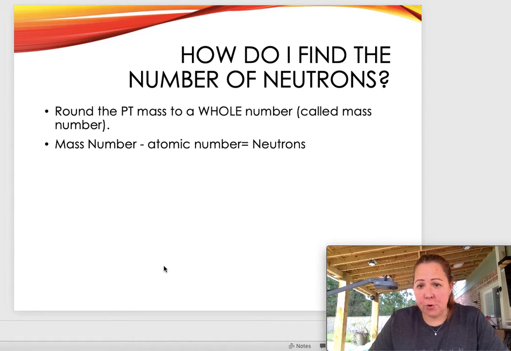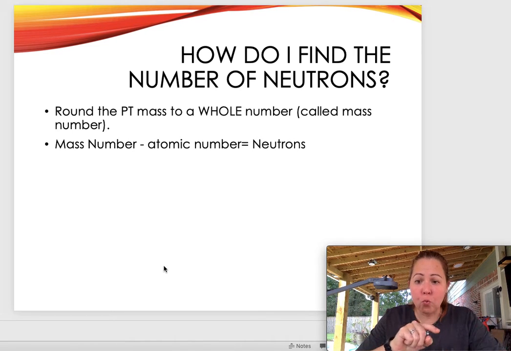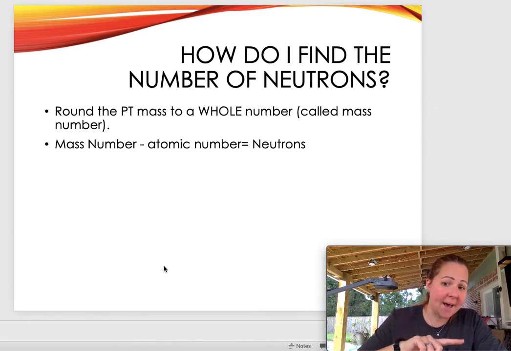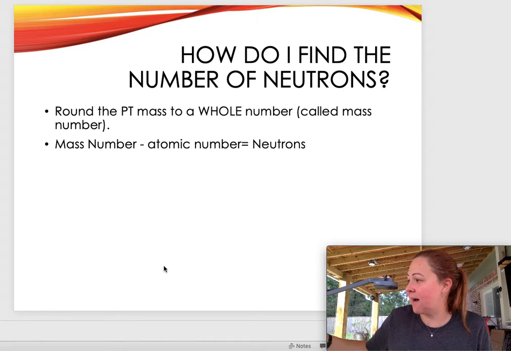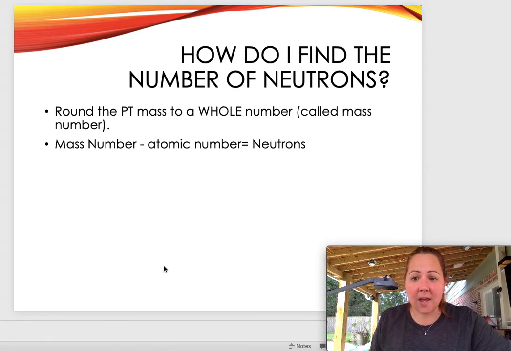Now, to find the number of neutrons, you're going to have to find the mass number from the periodic table. The mass number on the periodic table is the atomic mass rounded to the nearest whole number. So you're going to have to go back to 3rd grade and look at rounding again. You don't just lop off the decimals. You have to round it fairly, like you're supposed to from math class. Once you round that to a whole number, then you're going to take the mass number and subtract off the atomic number. And that is because a proton and a neutron are the same in size.